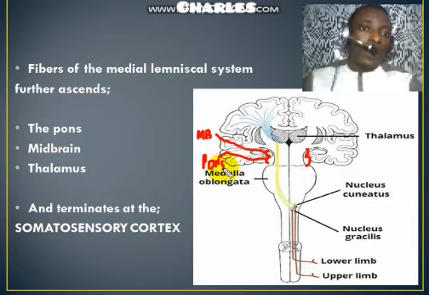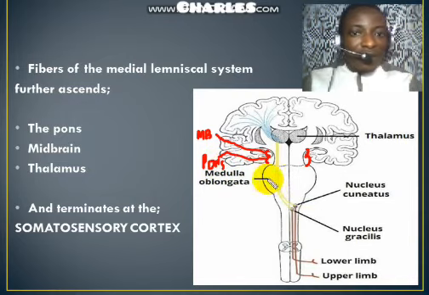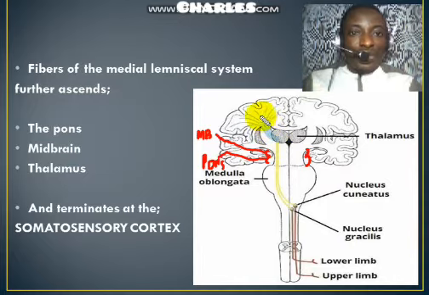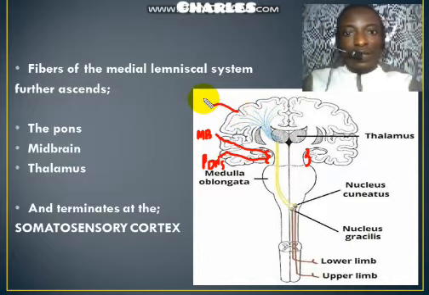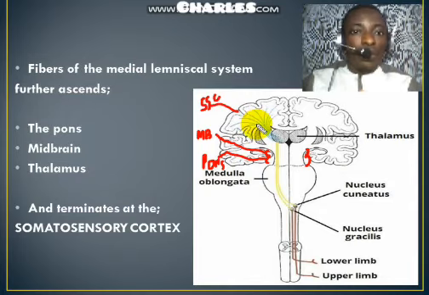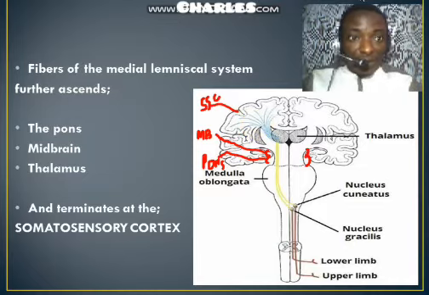Alright, good. So the fibers ascend through the pons, the medulla. It passes through the thalamus. Of course, they are also relayed in the thalamus. The thalamus is the area where information is relayed to reach the somatosensory cortex. This is the somatosensory cortex. Alright, good. This is the terminal point of the dorsal column lemniscal pathway or system. Very interesting, isn't it?